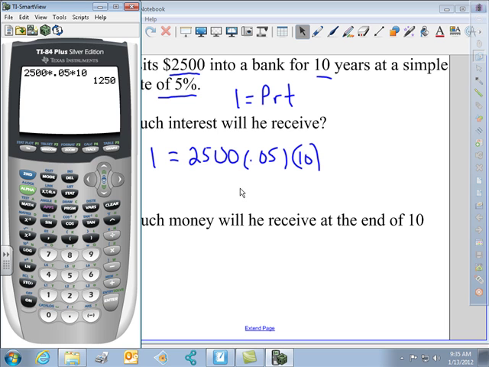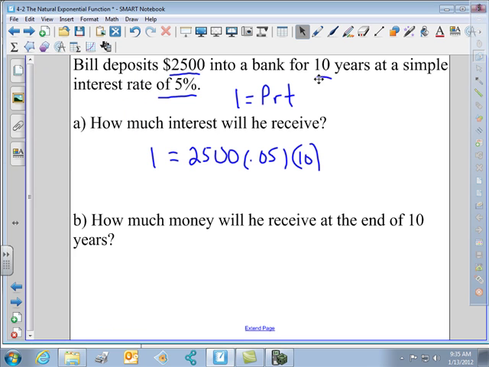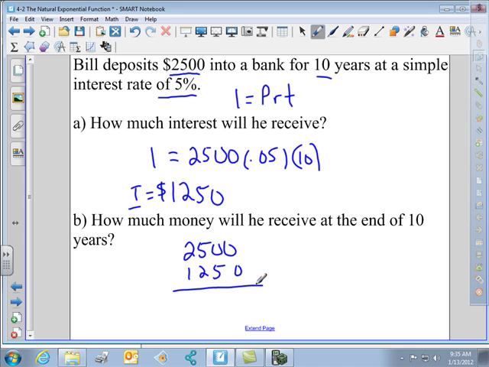and that interest would be $1,250. And again, that is the amount of interest. That's not the total amount that would be there, that's the total amount of interest. Now this says how much money will he receive at the end of 10 years, and that's asking for a total amount. So if you take the $2,500, his original amount, add that to the interest that he has received, that would give us $3,750. And that would be the total amount of money that he would have after 10 years.